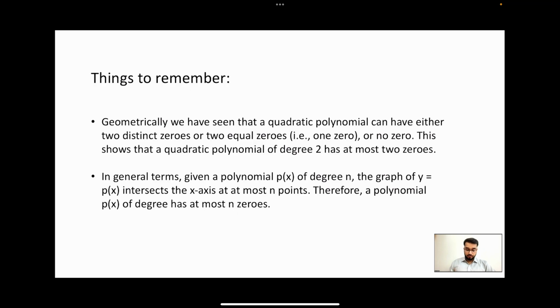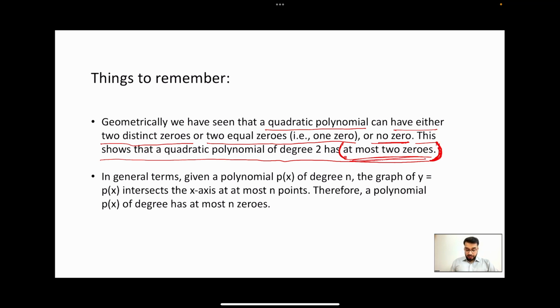Now, just to recap what we learned, geometrically, we have seen that a quadratic polynomial can have either two distinct zeros, that means case 1, or two equal zeros, that is 1 zero, that means case 2, or no zero, that we saw in case 3. This shows that a quadratic polynomial of degree 2 has at most two zeros. Kindly remember, this is a very important point.